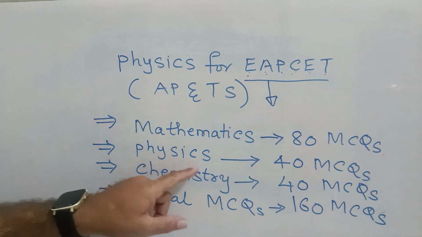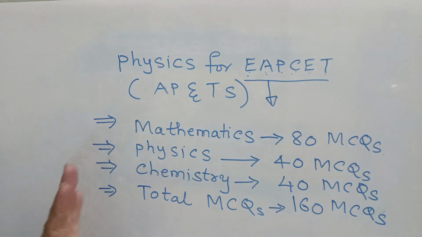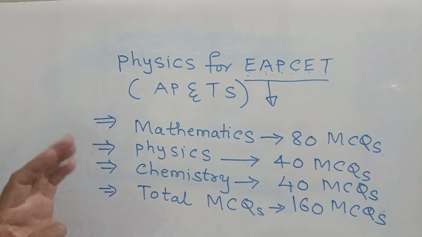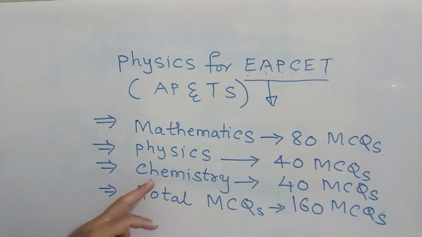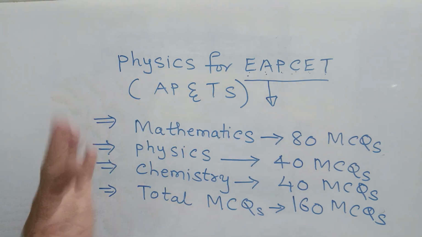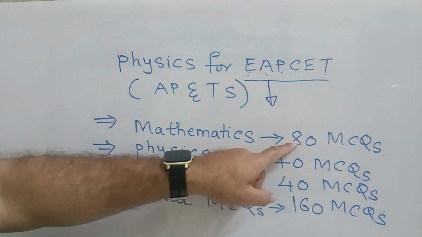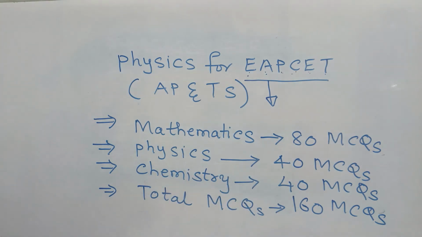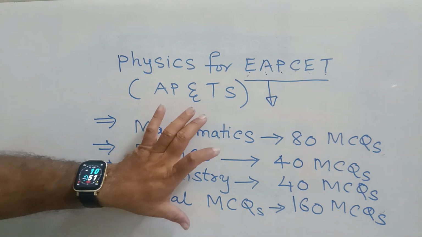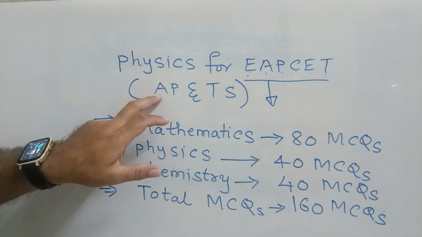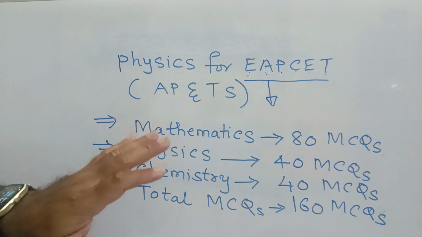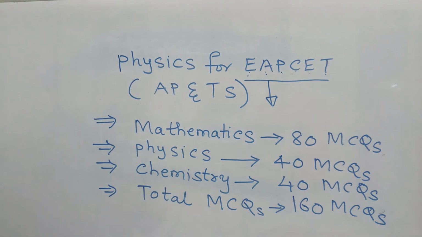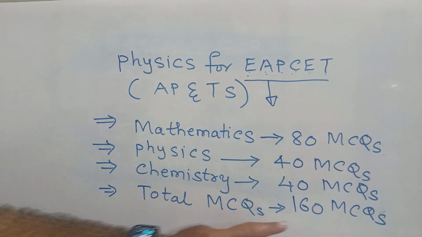Similarly, from the physics subject, 40 MCQs will be asked, and from chemistry, 40 multiple choice questions will be asked. Therefore, 80 plus 40 is 120, 120 plus 40 is 160 multiple choice questions. This is the structure followed by both Andhra Pradesh as well as Telangana state boards. Each question carries 1 mark.